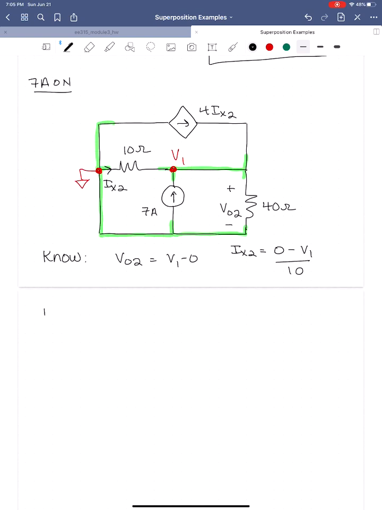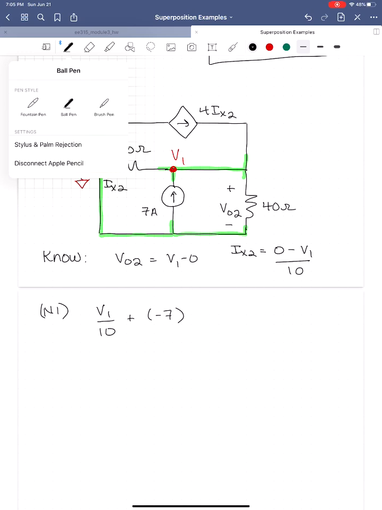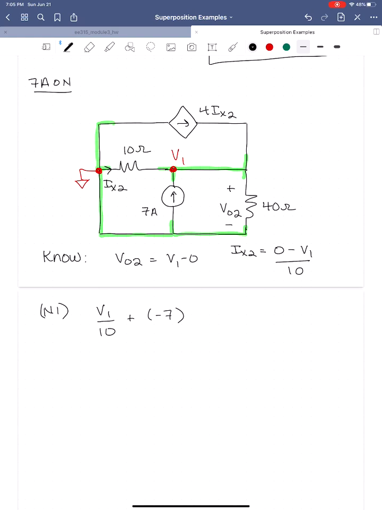So now we're going to write our node 1 equation for V1. The current flowing to the left is going to be V1 minus 0 over 10. The current flowing down is going to be minus 7, opposite the current source. And then we have 2 currents here. We've got this kind of elongated node, but we have this current here and this current here. So the current flowing down on the far side is going to be V1 over 40. And then the current flowing up is going to be minus 4IX2.